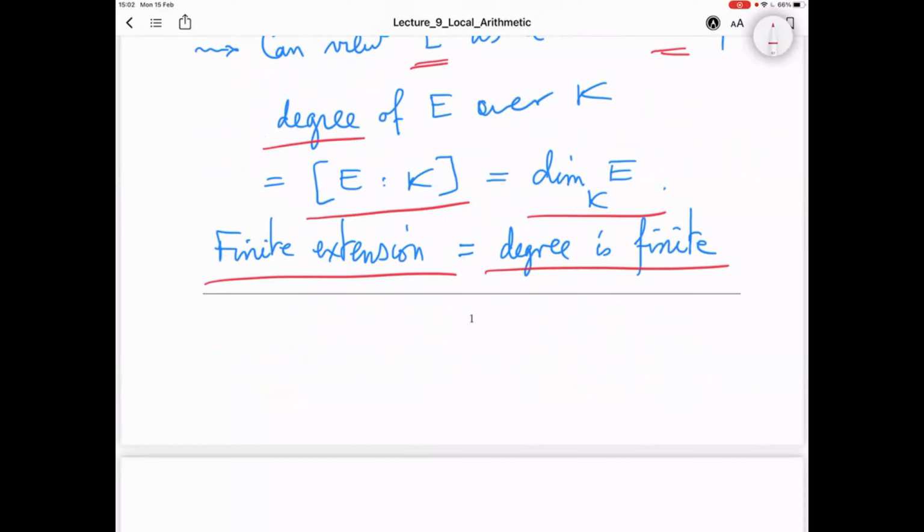Okay. So your field K is sort of fixed. It's the base field. And you're considering various extensions of this field.